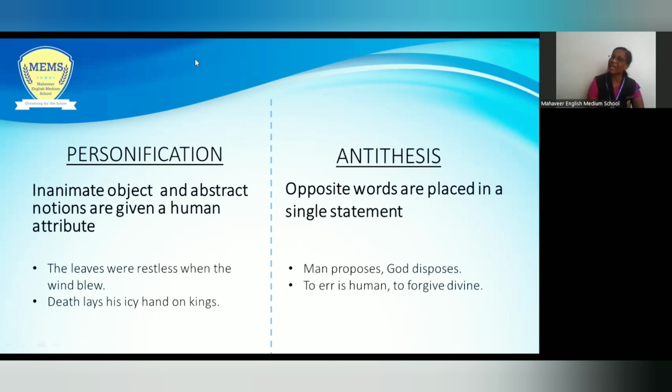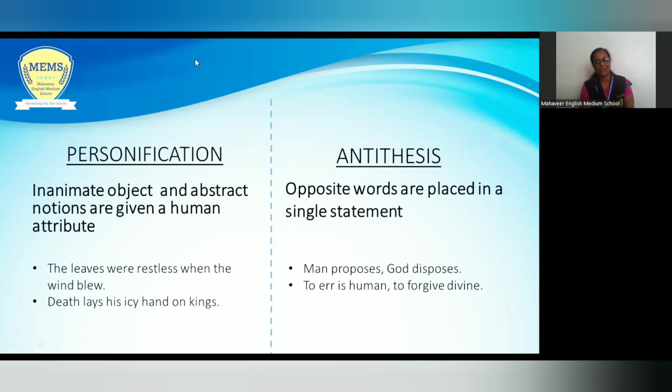Antithesis. The word itself says opposite. In this type of figure of speech, opposite words are placed in a single sentence. For example, man proposes, God disposes. The opposite words proposes and disposes are used in this sentence. Hence, this particular sentence is antithesis.